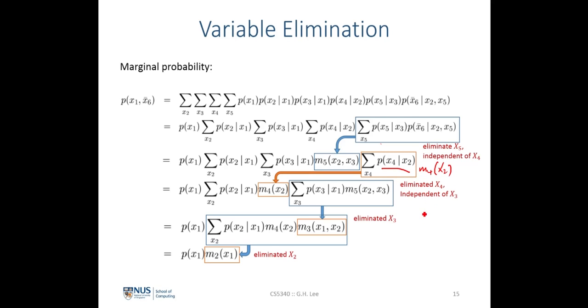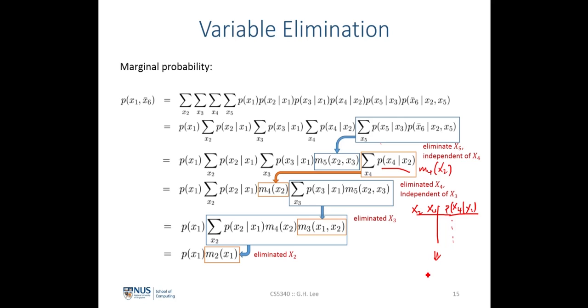So what this means is that we are given a conditional probability distribution table of x4 and x2, where the entries over here are P of x4 conditional upon x2, and we have all the terms over here.